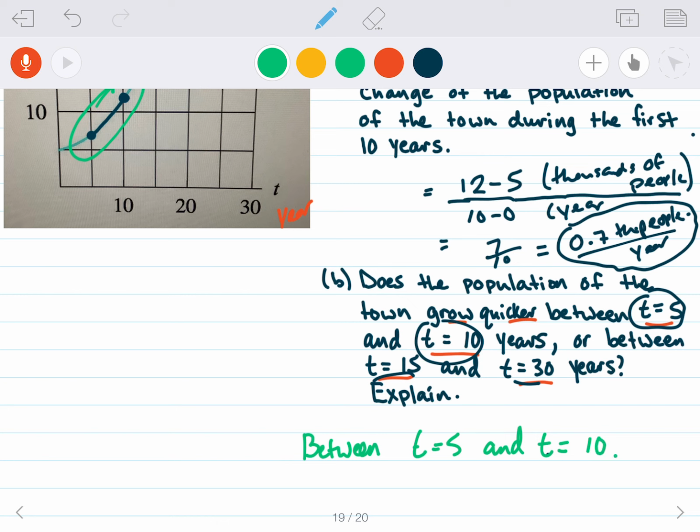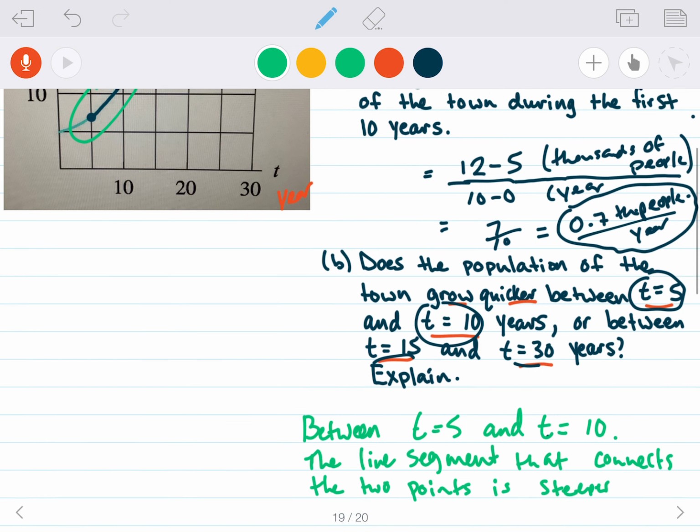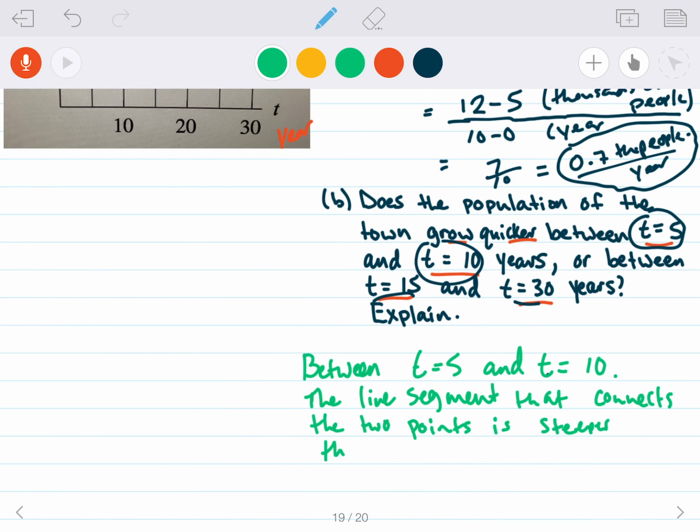And you can just answer this and say the line segment that connects the two is steeper than the line segment that connects t equals 15 and t equals 30.